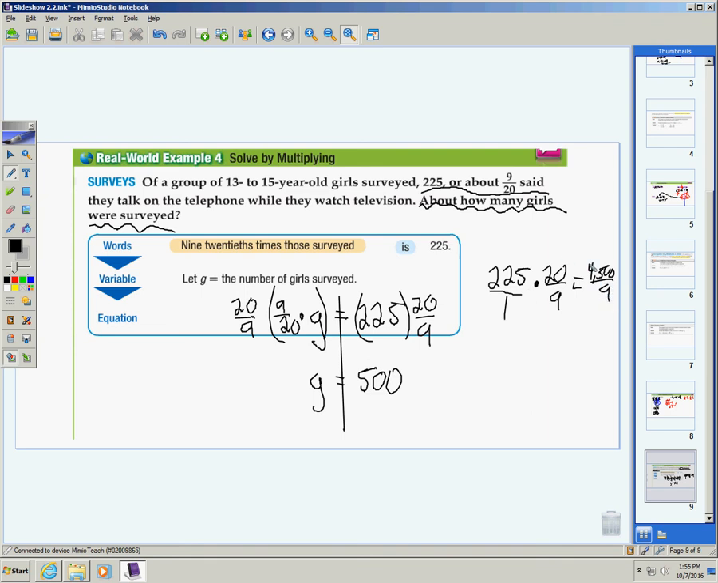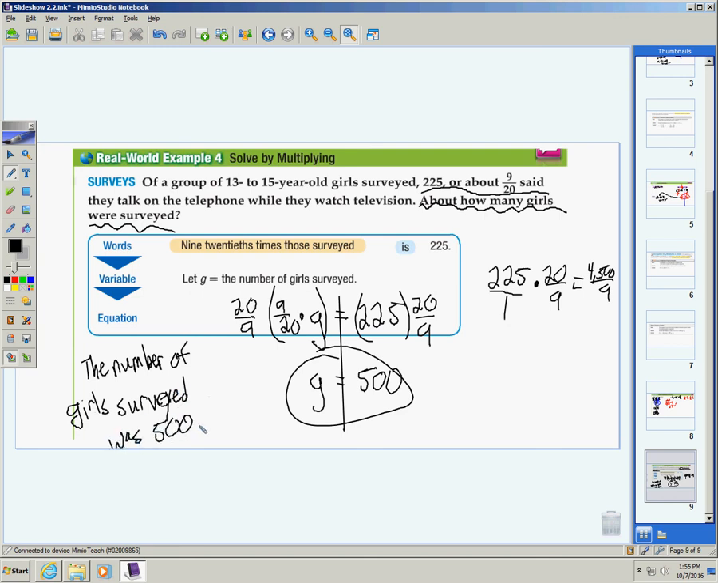And then since it's a word problem, let's finish by writing a sentence. So the number of girls surveyed was 500. Or you could say there were 500 girls surveyed. Whatever you want to say with this sentence to make me understand what this answer is.